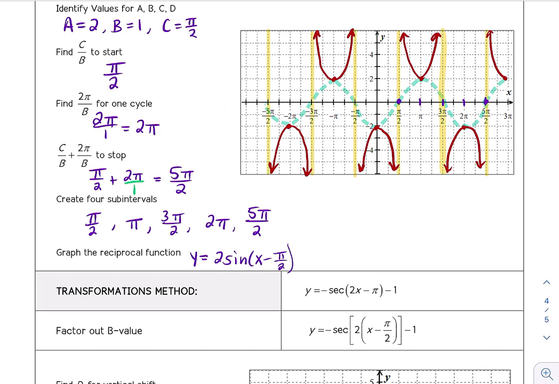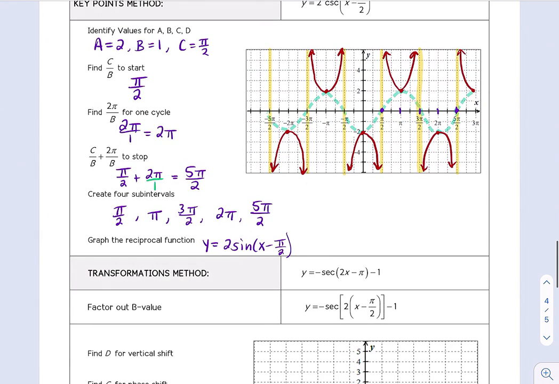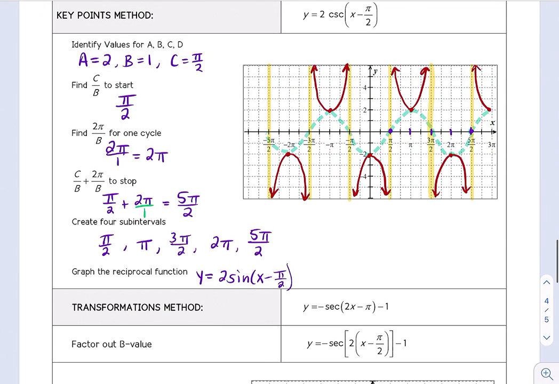All right, so quick review of the key points method. If you take your phase shift, C over B, that tells you where to start. If you take your phase shift and add one period to it, that tells you what place to end at. All we have to do is then divide that between pi over 2 and 5 pi over 2 into 4 equal sections, 4 equal subintervals, then we're good to go. That tells us where to start and where to end for one period. Then we can trace the rest from there.